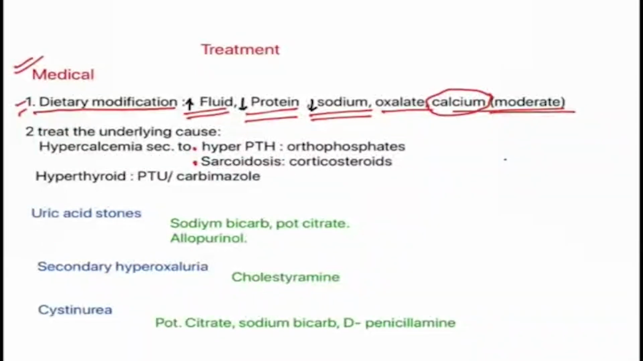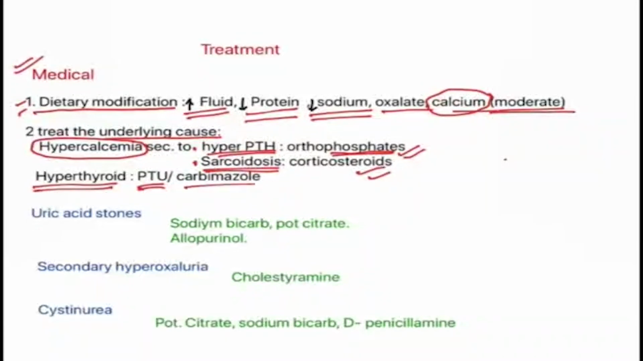Besides the dietary modification, there are some medical drugs to treat the underlying cause. As hypercalcemia is the causative factor for calcium stones, when it is due to hyperparathyroid hormone secretion, then orthophosphates are given. These phosphates bind the calcium and increase urinary clearance. When hypercalcemia is because of sarcoidosis, then corticosteroids are given. Hyperthyroidism is treated with antithyroid drugs which are propylthiouracil and carbimazole.